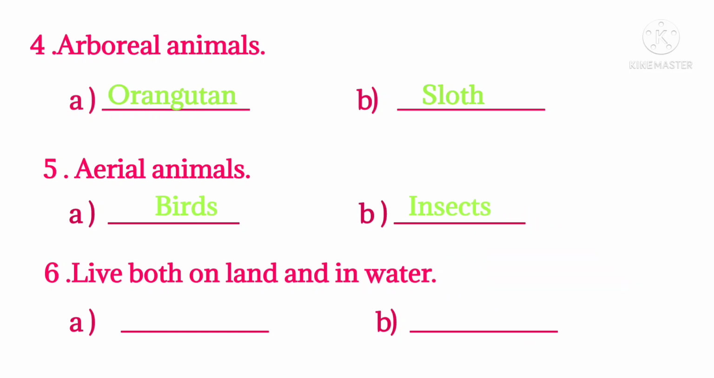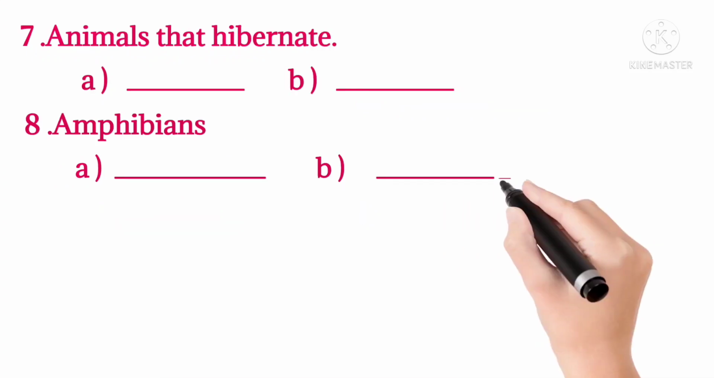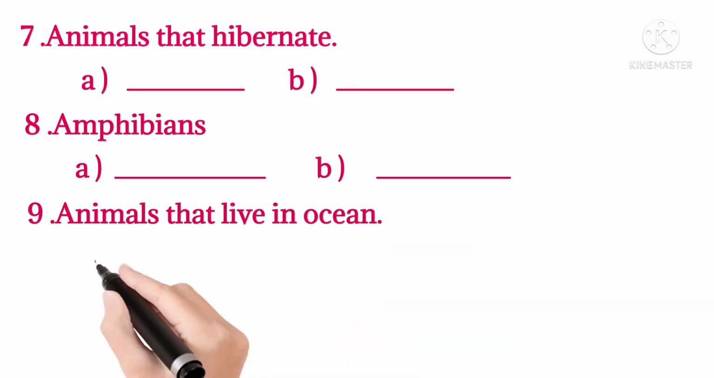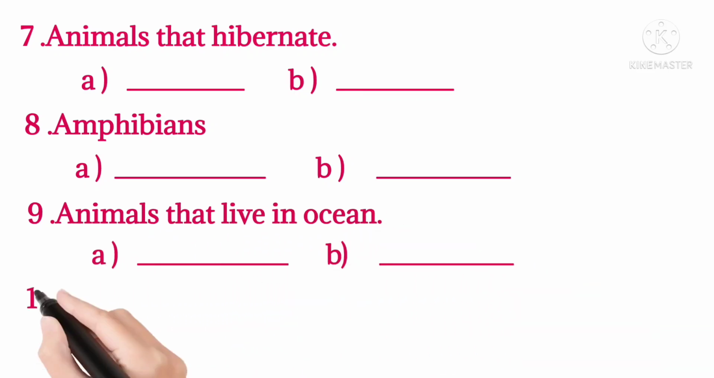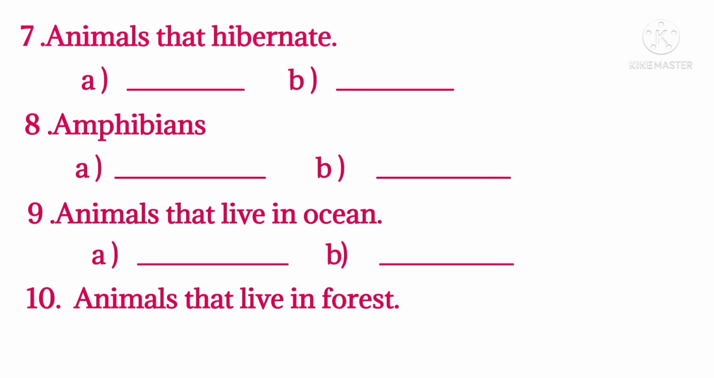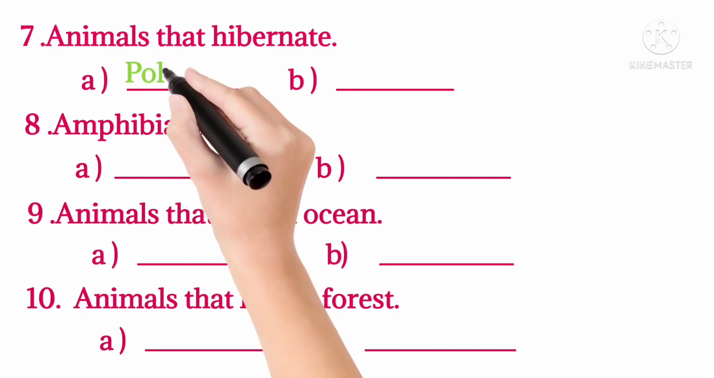6. Live both on land and in water. Crocodile and turtle. 7. Animals that hibernate. Example: polar bear, snake, etc. Inactivity of some animals during winter months is called hibernation.